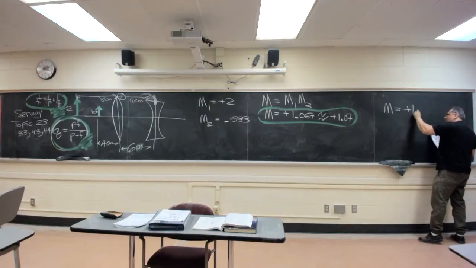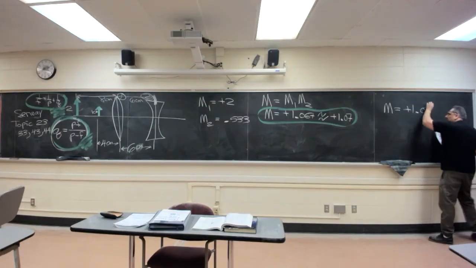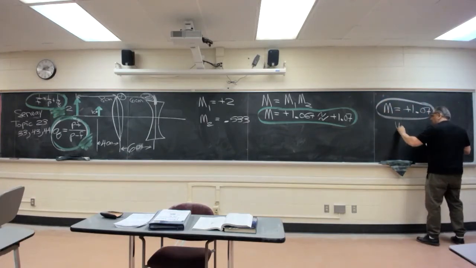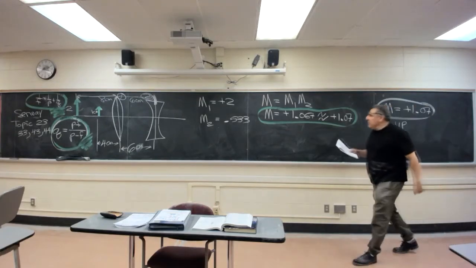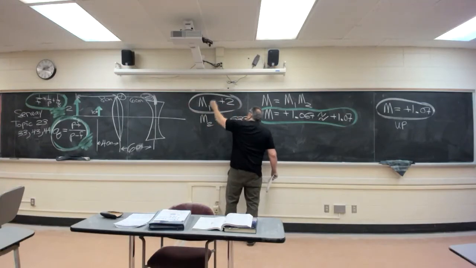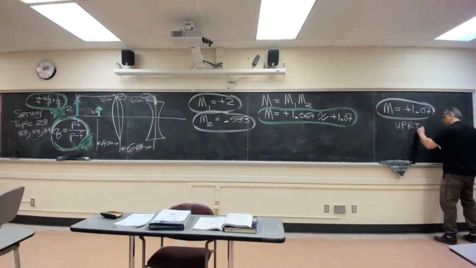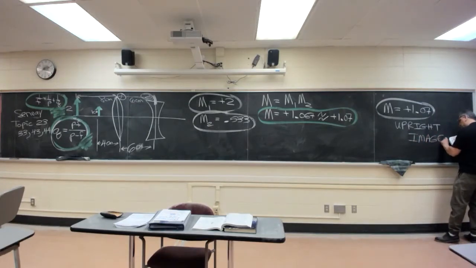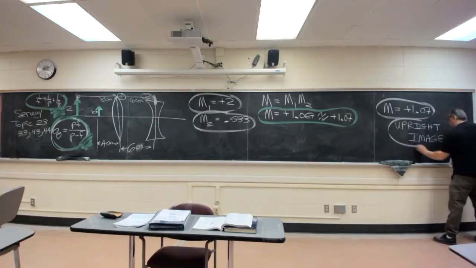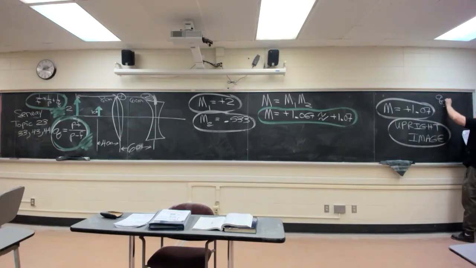M equals 1.07. It's an upright image. Every time we did it, we were getting upright images. When you multiply them together, you get an upright image. Because q2 is less than zero, that implies virtual. That implies virtual image.